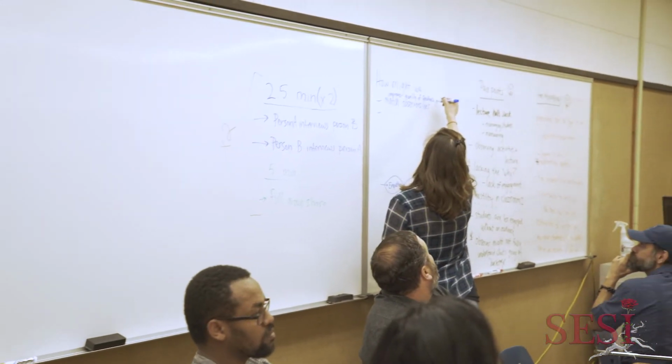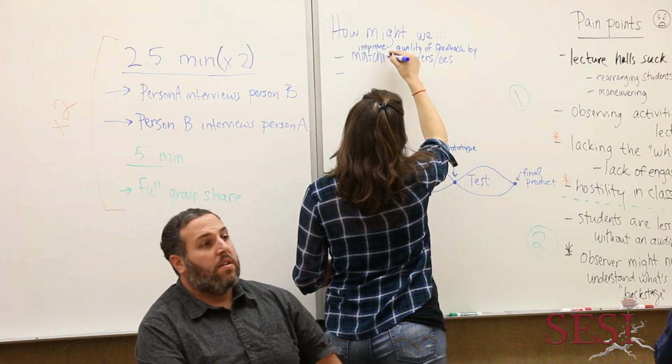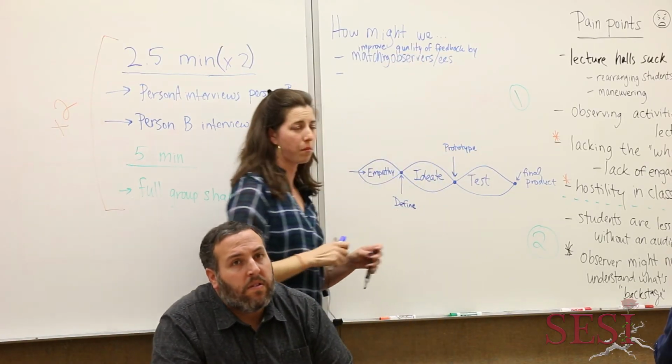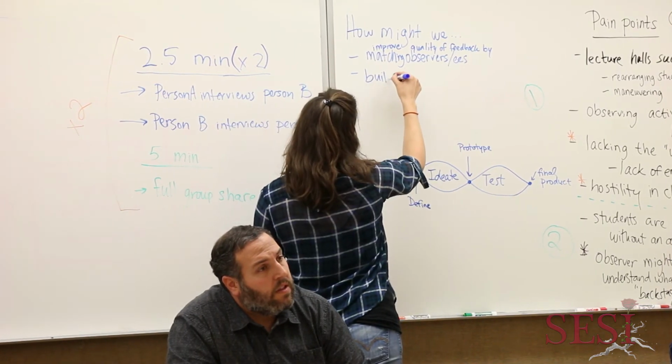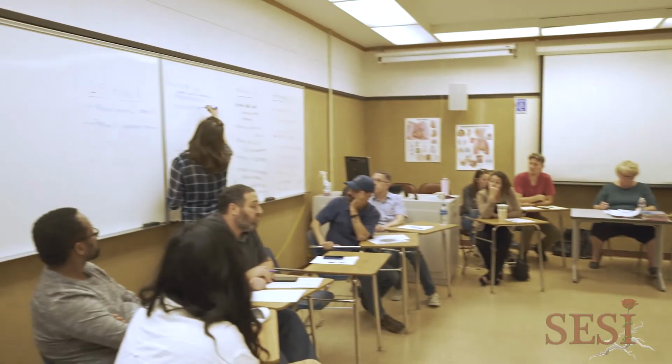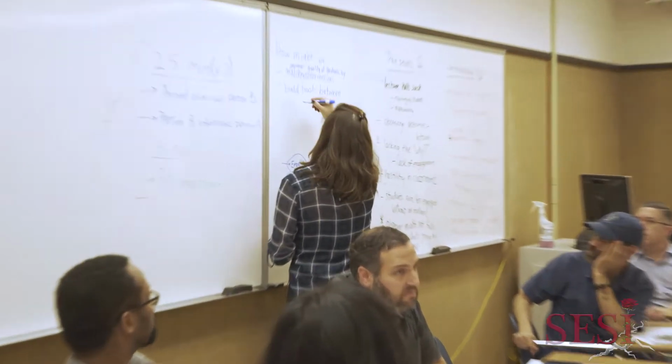I might go even further back than those. How might we build trust? Right? Because as we all know, critique is both seemingly positive and seemingly negative, so you have to be able to trust that person who's observing. I think that's really important. Okay.